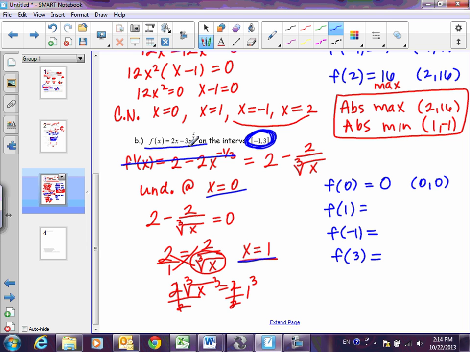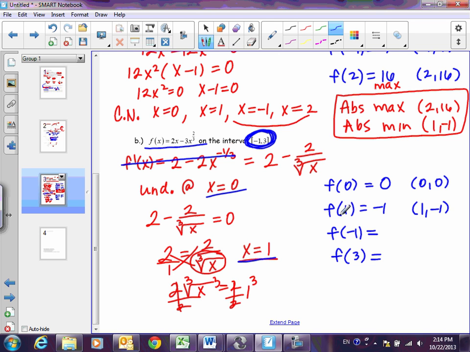For those of you that are like, I don't know how they're doing this so fast, look, 1 to any power is 1. So really what they're doing is they're just ignoring the x's. They're just saying 2 minus 3, and that's -1. You put it back in the original equation.